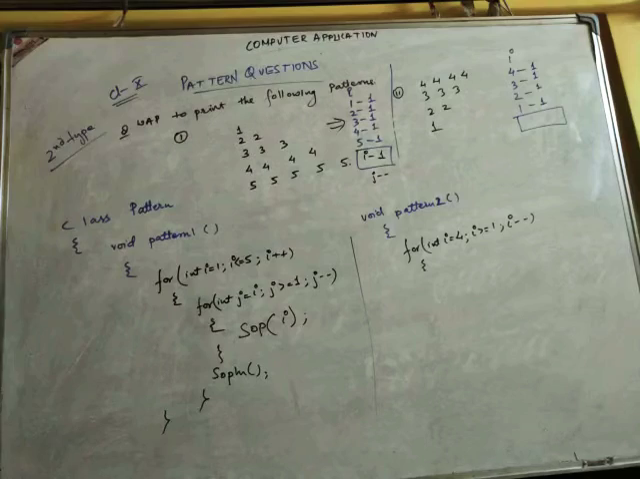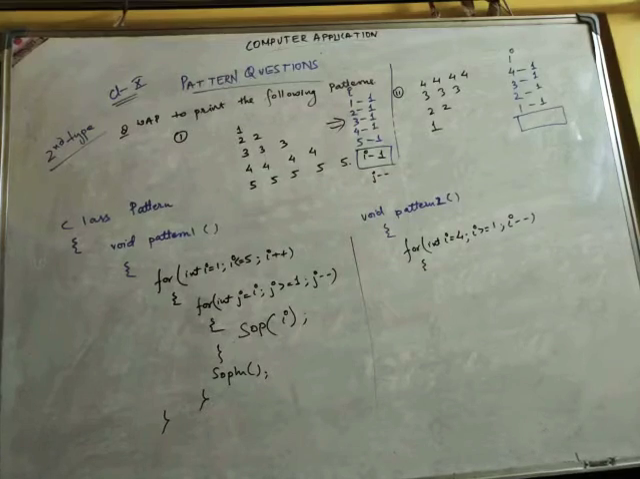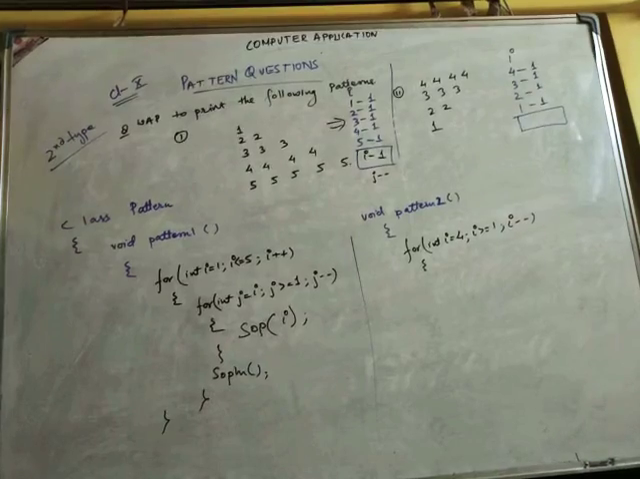So from 4 to 1, if I go 4, 3, 2, 1, the J loop will run 4 times. From 3 to 1, 3 times the J loop will run. From 2 to 1, 2 times the J loop will run. And from 1 to 1, only 1 time the J loop will run. So see the pattern, that is the way we wanted to print. Clear?